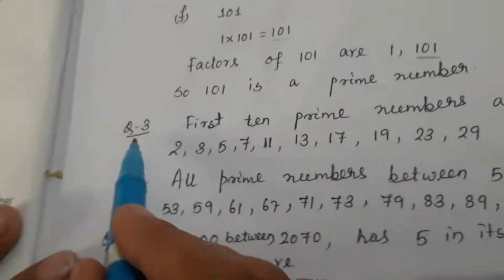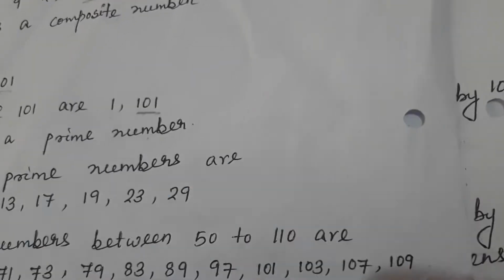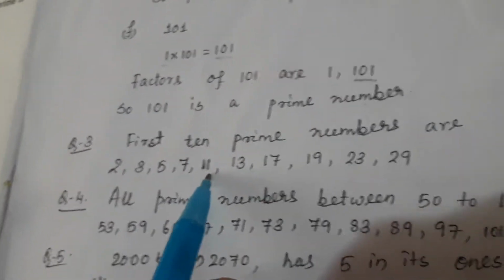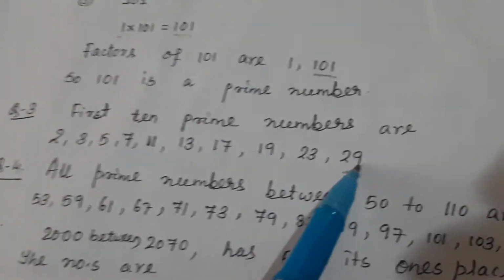Then question number 3. Write down the first 10 prime numbers. 1 is neither prime nor composite. Then 2, 3, 5, 7, 11, 13, 17, 19, 23, 29. You have to write 10 prime numbers: 1, 2, 3, 4, 5, 6, 7, 8, 9, 10.